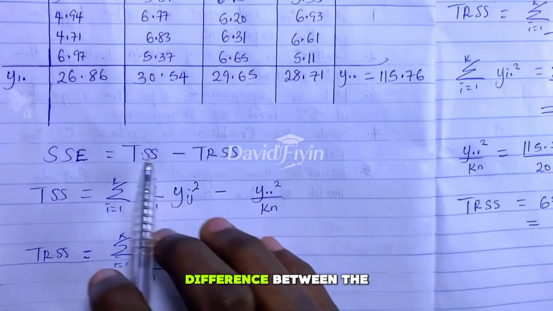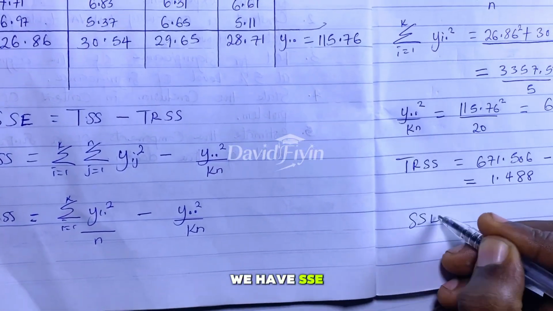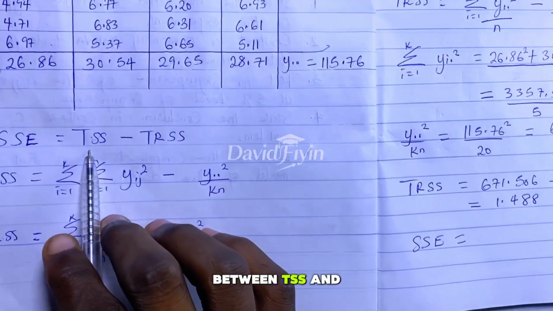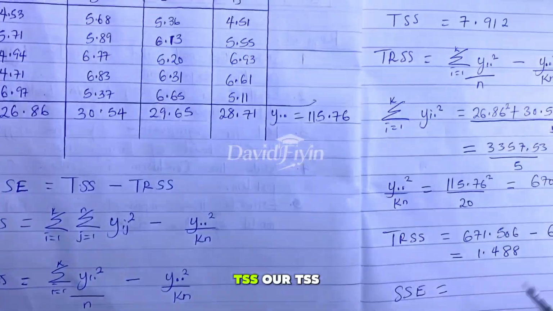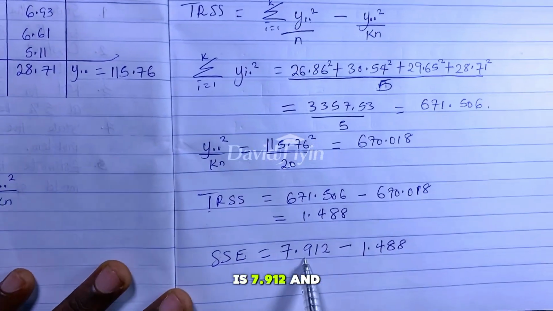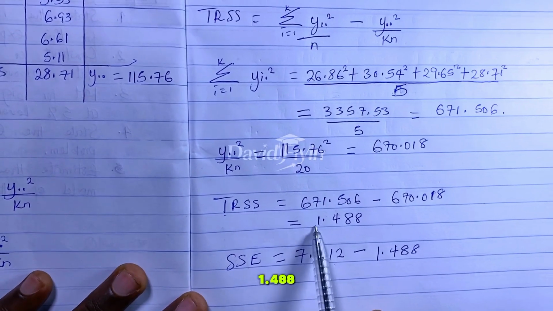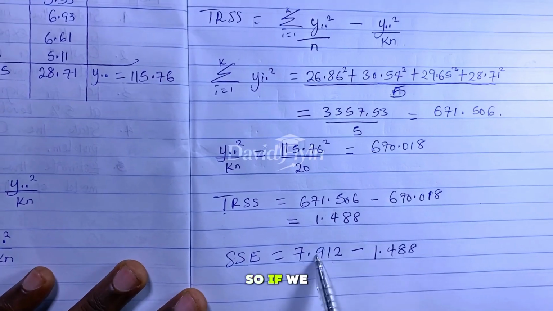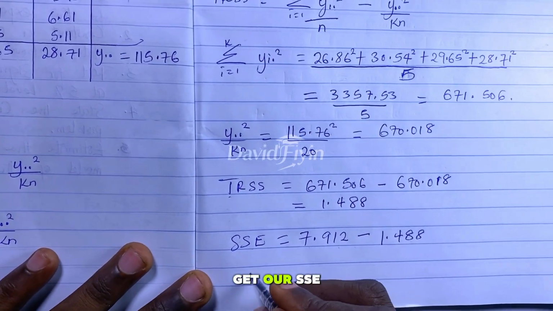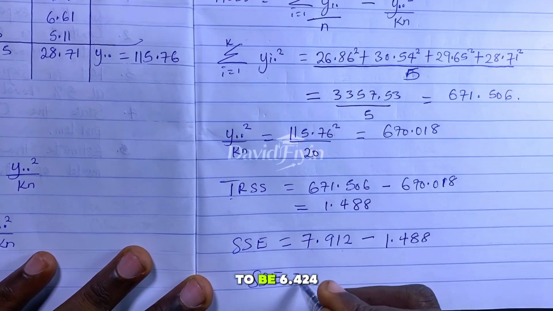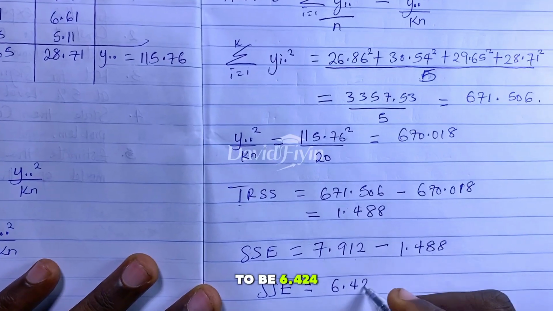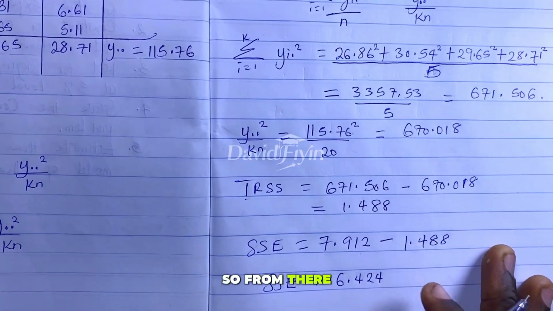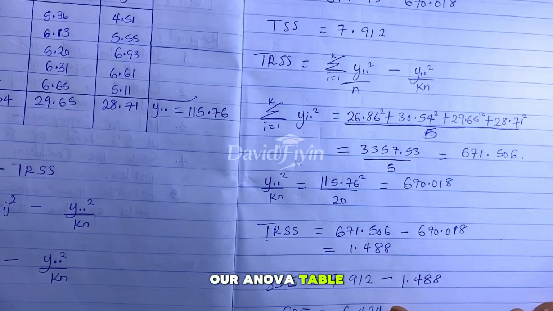Now, we apply these two values to get our sum of squared error. The sum of squared error is the difference between the two of them. So we have SSE equals the difference between TSS and TRSS. So our TSS is 7.912 and our TRSS is 1.488. If we subtract these two, we are going to get our SSE to be 6.424. So from there, we move on to drawing out our ANOVA table.